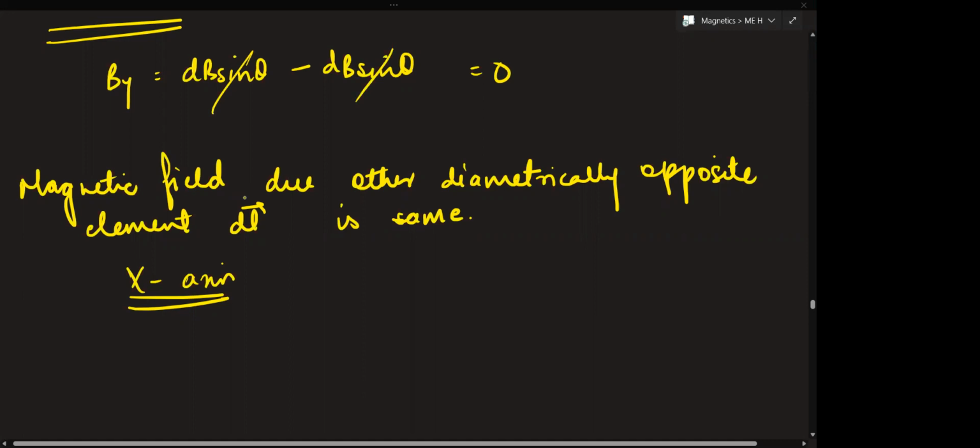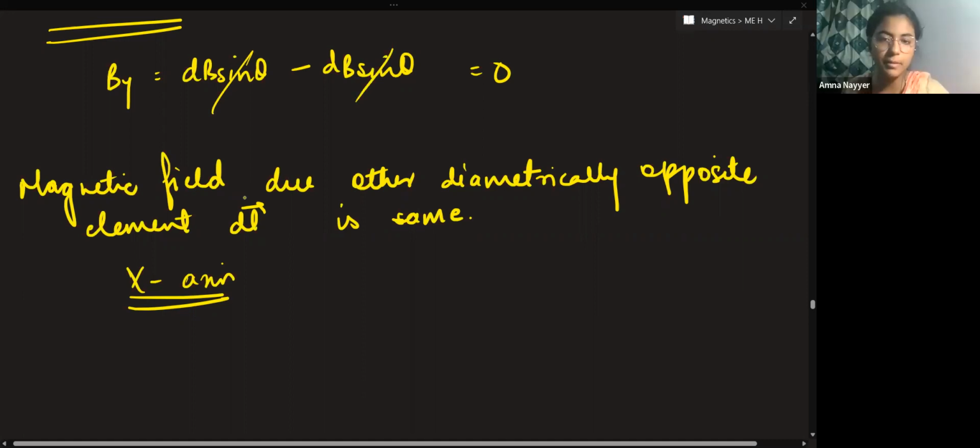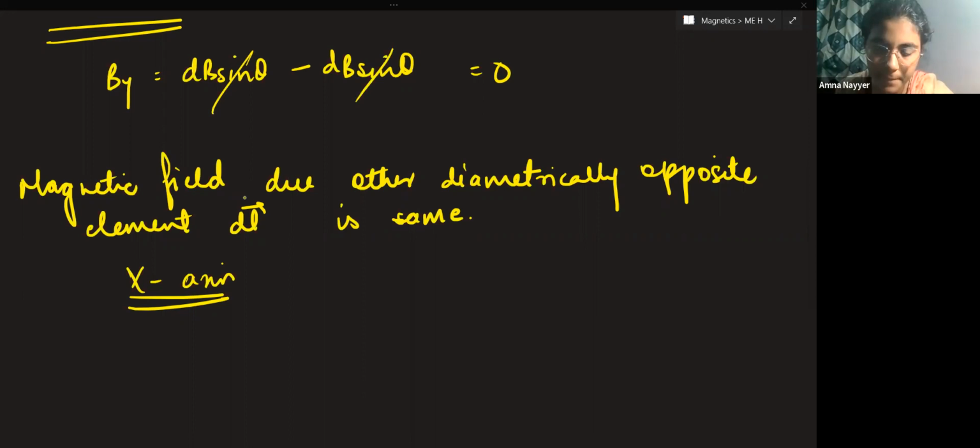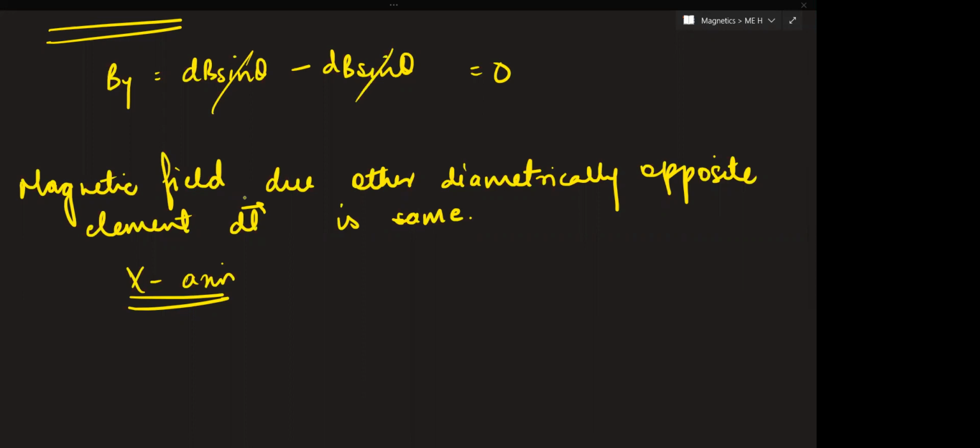Ma'am, can you explain that again? Yes. Imad, say. Can you just explain that again? Just y-axis again. See.